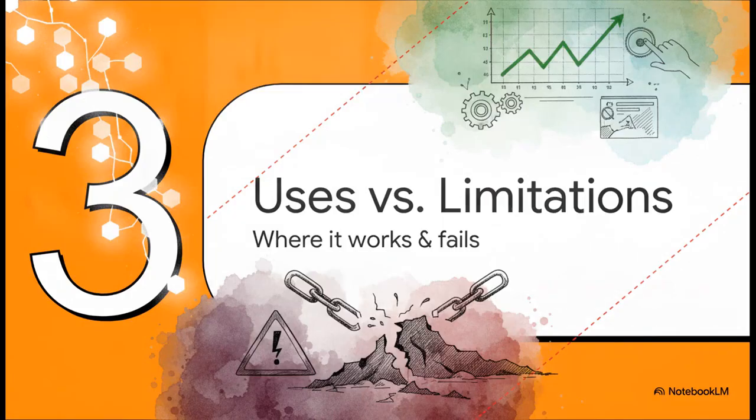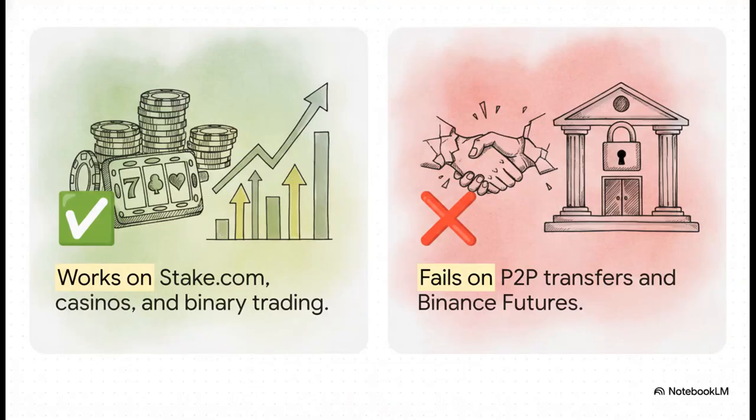All right, on to Section 3, uses versus limitations. Let's look at where this token actually works and where it fails. Because let's be honest, having billions of tokens on a screen means absolutely nothing if you can't actually use them, right? This captures the absolute core of his pitch.